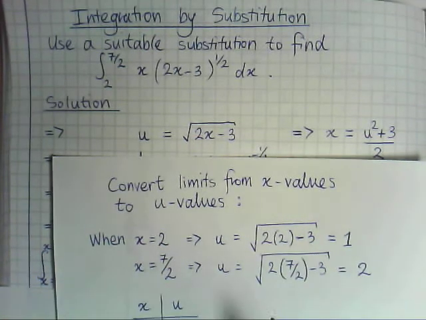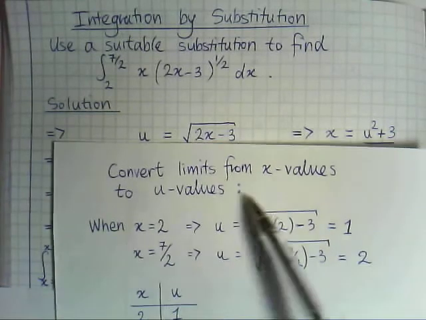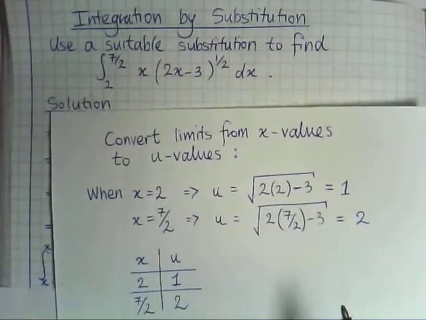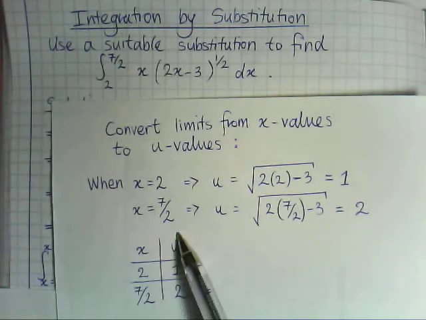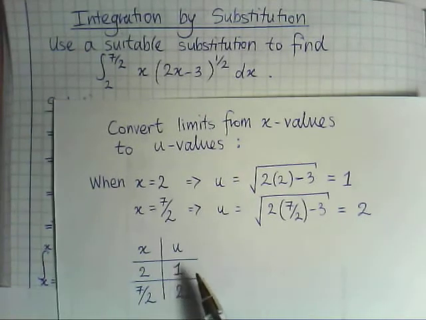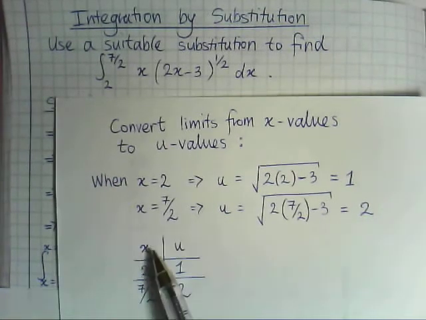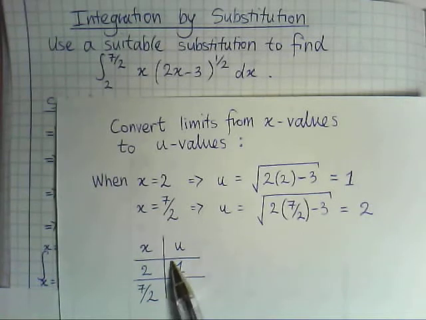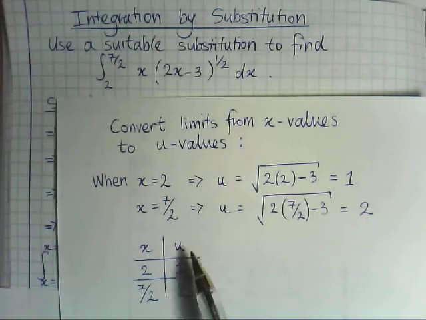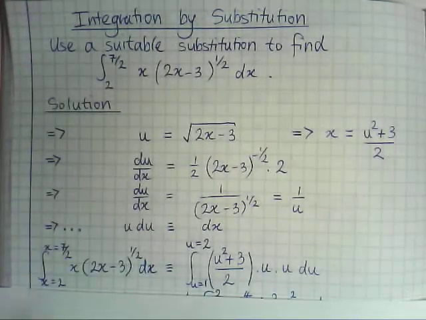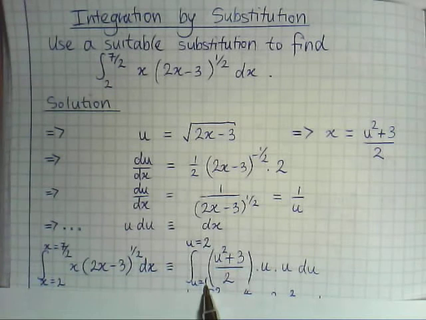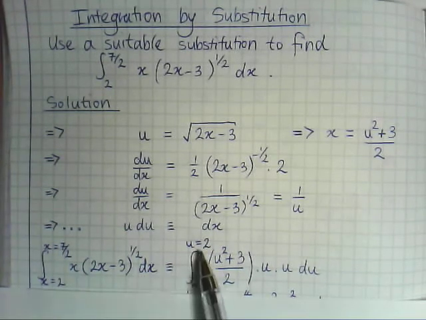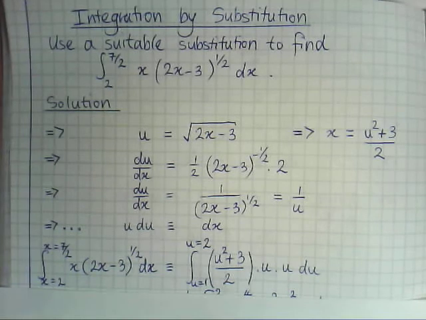When you get better practiced at this, you'll often not bother doing this kind of working. You may just go straight into a table configuration like this to summarize the same information. And this is just saying when x equals 2, u equals 1. And when x equals 7 over 2, u equals 2. So these are our new limits as we've moved from x to u. And you'll notice x equals 2, u equals 1. x equals 7 over 2, u equals 2. So we've done the conversion there.